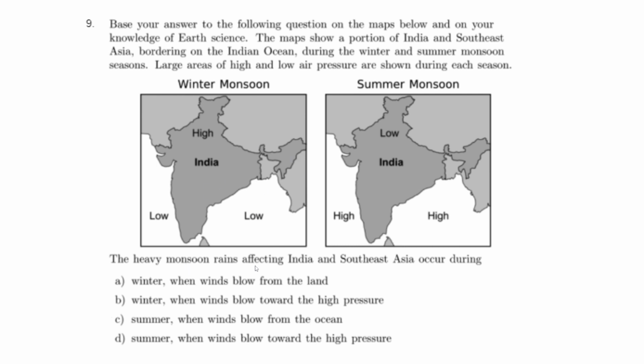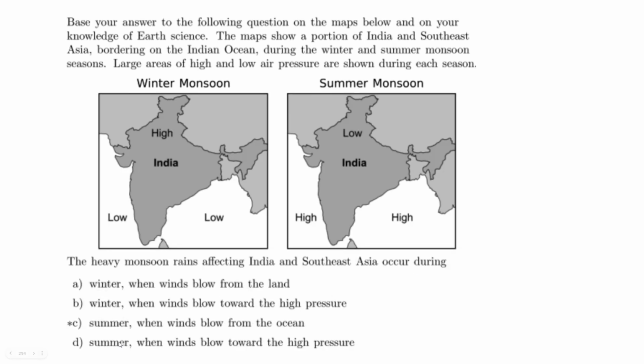So heavy monsoon rains affecting India and Southeast Asia occur during when? The correct answer is C. Summer, when winds blow from the ocean. In the summertime, when the ocean has high pressure and the land has low pressure because it's warmer, the winds will blow from the ocean to the land, India, and it will bring lots of moisture and lots of rain when the low pressure air rises. So that's why we get very heavy monsoon rains in the summer when wind blows from the ocean.